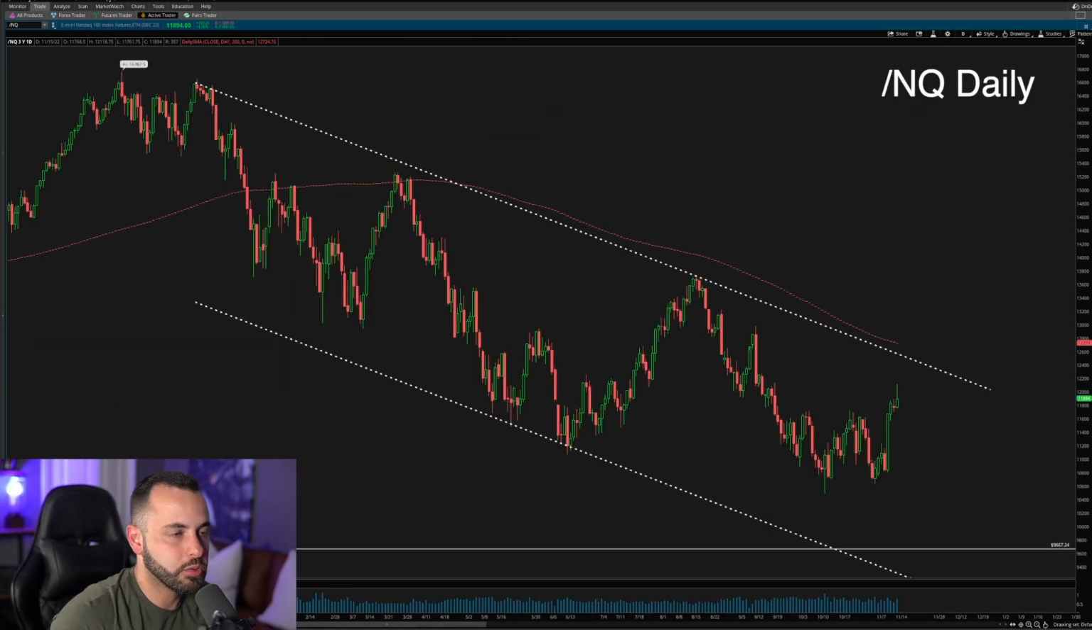So guys, let's go ahead and switch over to the NASDAQ. This is the NASDAQ, the /NQ, the NASDAQ futures on the daily chart. Let's go ahead and do that similar analysis, and let's break down this market. So on the daily chart, we can see a very similar type of beginning analysis.